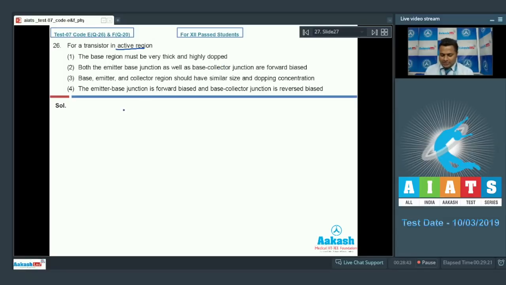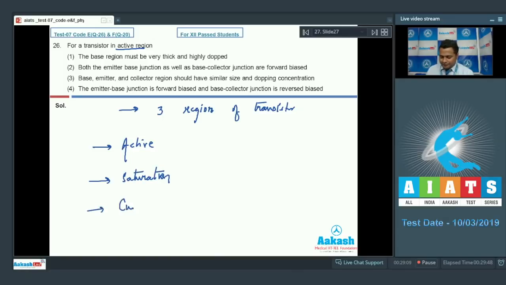So first of all, I want to tell you the regions of working of transistor. Transistor has three regions to operate. The first region is active. The second region is saturation. And the third region is cutoff. The transistor works differently in these three regions.